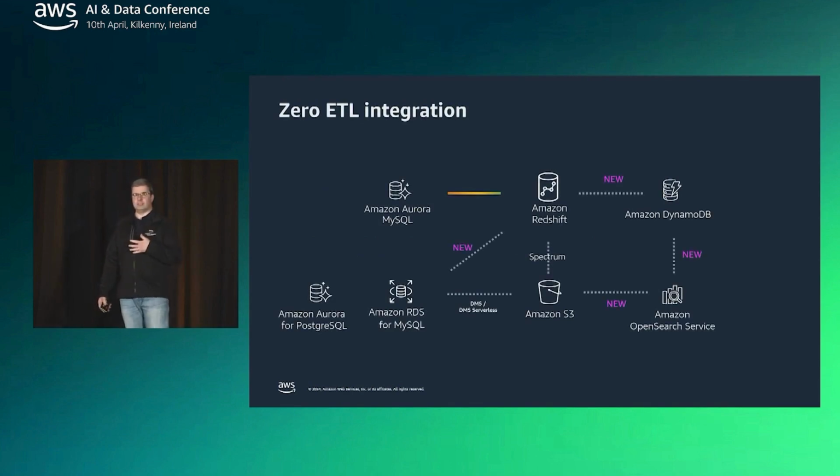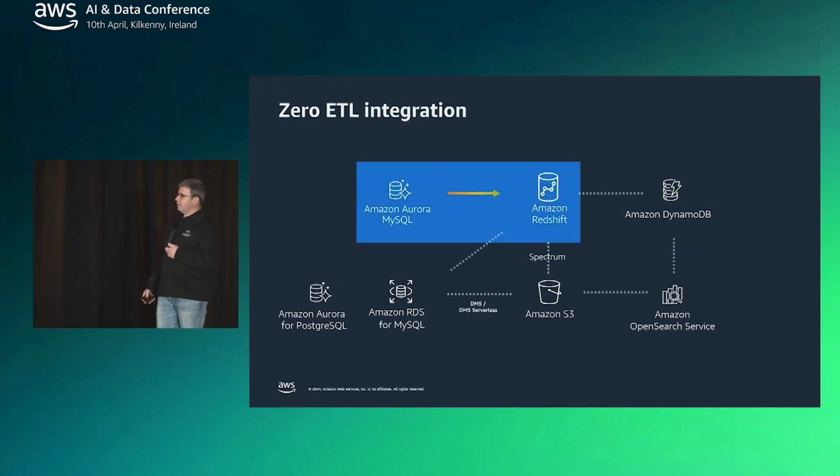So for those integrations that are available currently, you can see that we have multiple sources, like relational databases, Aurora MySQL, Aurora Postgres, and of course, NoSQL databases like DynamoDB and OpenSearch. And we can move data through various pipelines to various destinations. And let's review some of them. So the first that we would like to discuss is the integration between Amazon Aurora MySQL and Redshift.